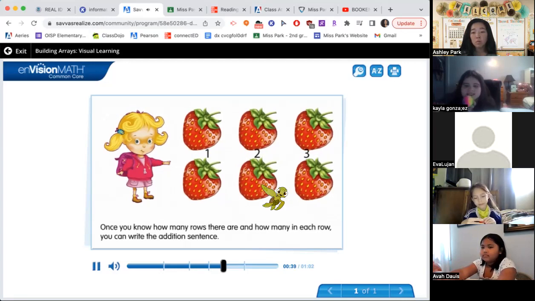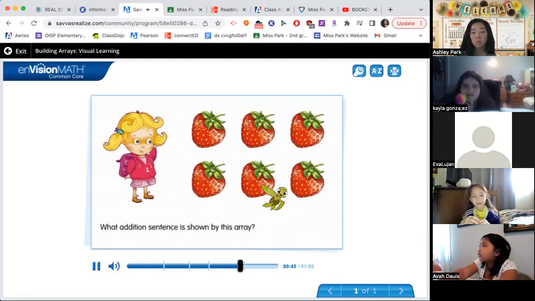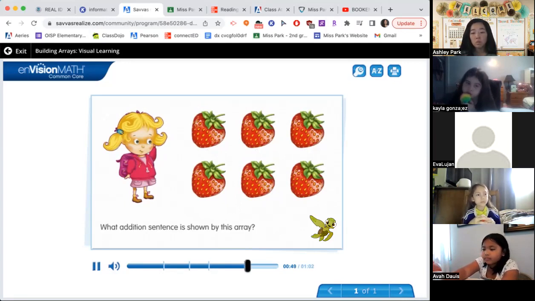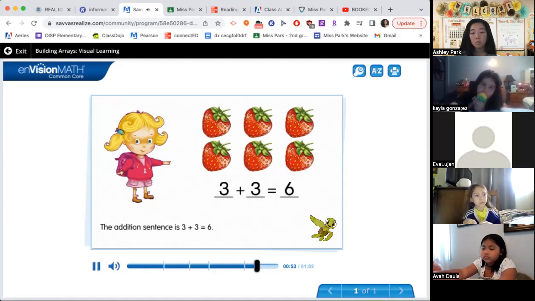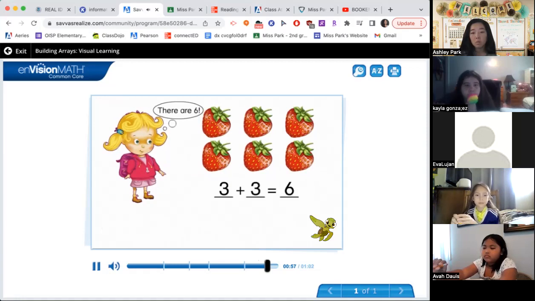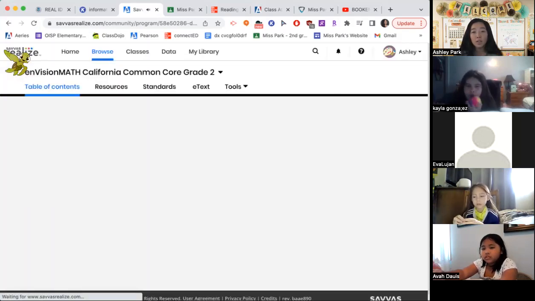Once you know how many rows there are and how many in each row, you can write the addition sentence. What addition sentence is shown by this array? The addition sentence is 3 plus 3 equals 6. There are 6. All right, that was a short lesson.